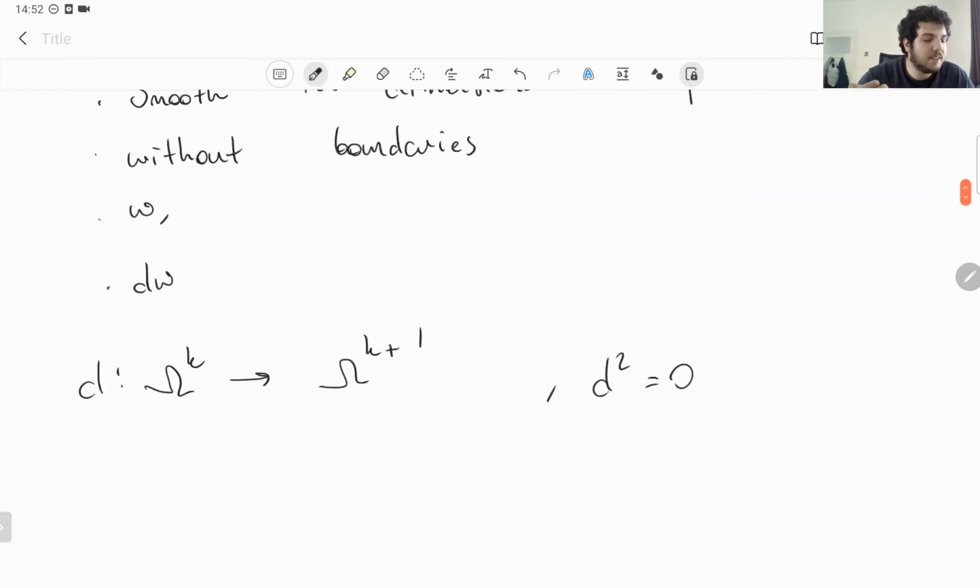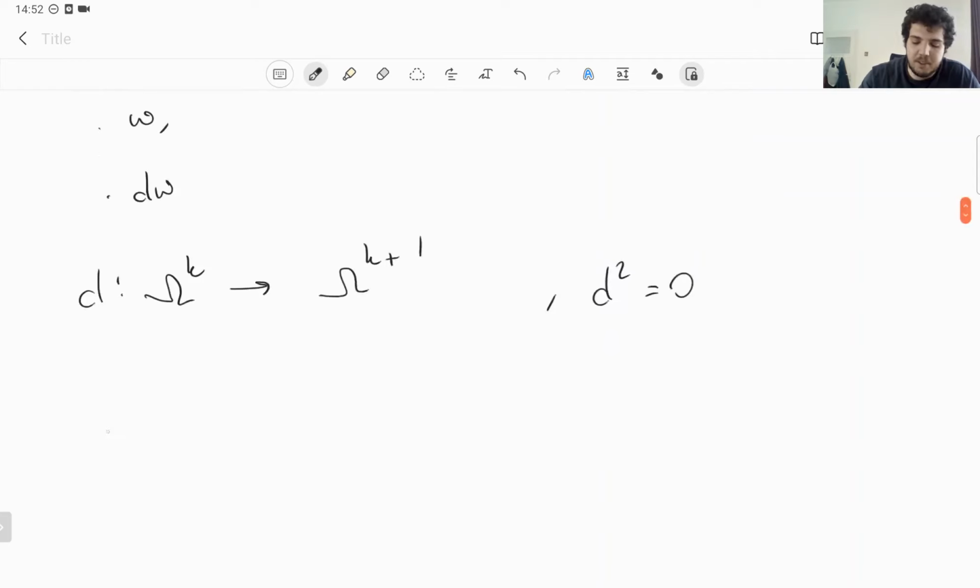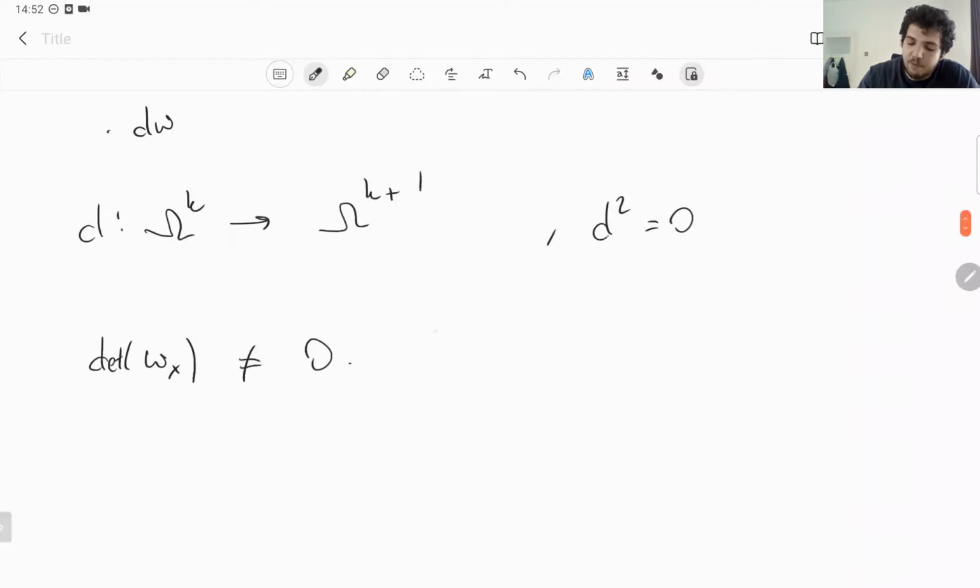And then we want our form to be non-degenerate. This means that omega x, for each x on our manifold, is a linear transformation, and we have a matrix representing this transformation. We want the determinant of this to not be equal to 0. The determinant not being equal to 0 means that it's invertible. This non-degeneracy actually has lots of consequences.